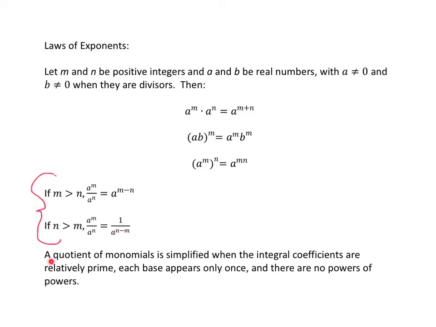When we're looking at quotients of monomials, we will consider it to be simplified when the coefficient integers are relatively prime. What that means is that you can't factor anything out. Doesn't mean that it has to be a prime number. It just can't have something that can be factored out. Each base appears only once, so you can't have y squared times y cubed over y to the fifth. And you're not allowed to have any powers of powers, so those all have to be simplified through.